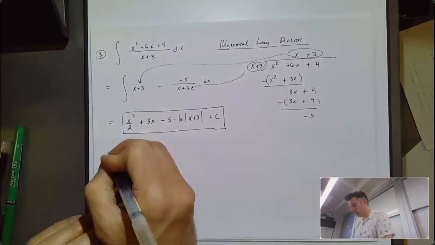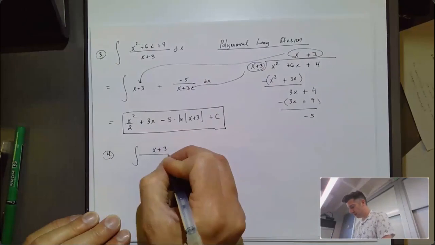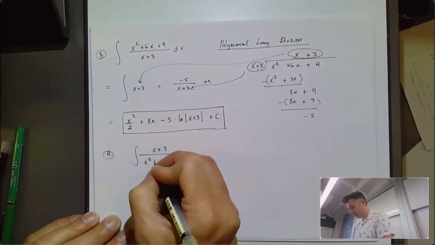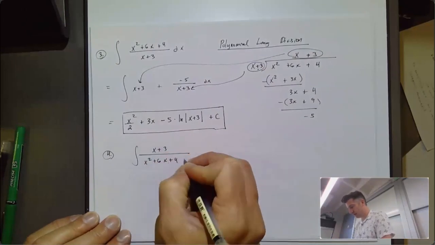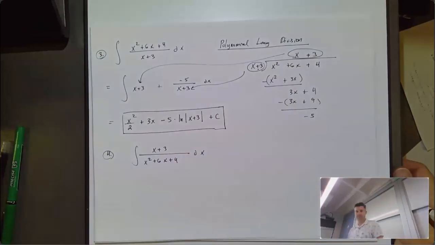In contrast, what if we flip it over? What if we want to do the integral of x plus 3 over x squared plus 6x plus 4? So the place where your brain might go first. Okay, well, actually, let me just ask, what's one thing we could try? Right, exactly. Your brain might go there first.